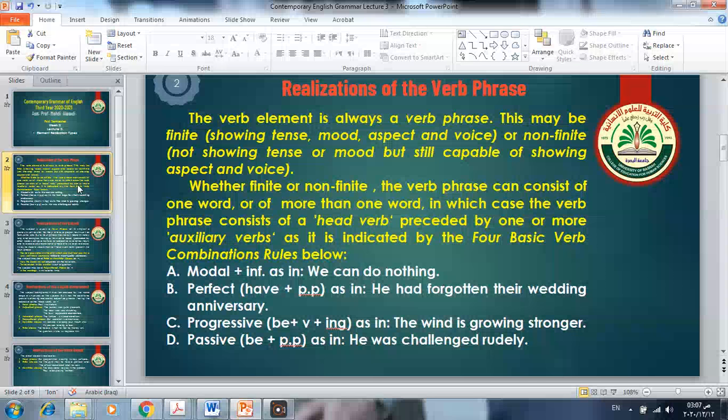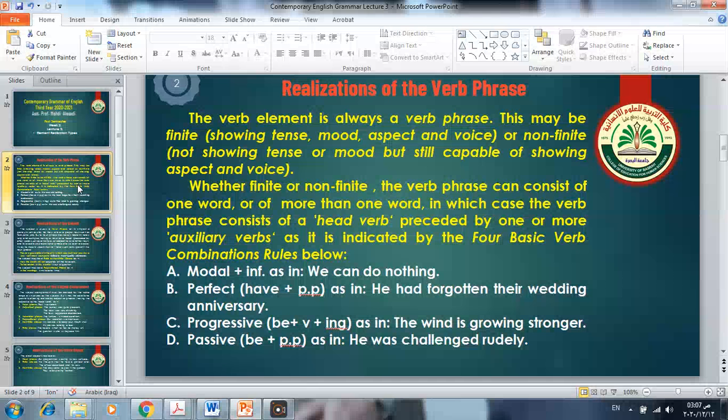The second one is of the perfective, as in he had forgotten their wedding anniversary. And the third one is that of the progressive, as in the wind is growing stronger. And the last one is that of the passive, as in he was challenged rudely.